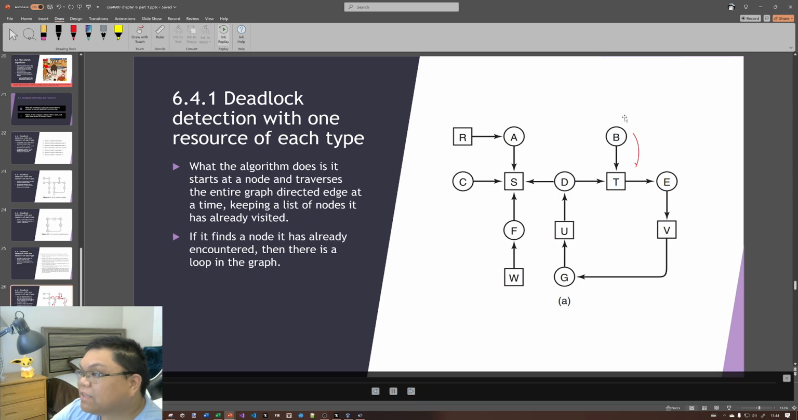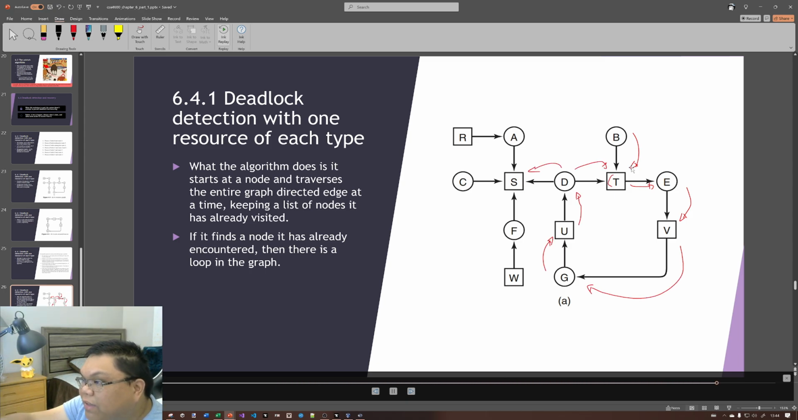And replay this once again. We start at B, we go to T. And the only path forward is to E. And then the only path forward is to V. And then to G. And then to U. When you go to D, you have a choice to either go to S, which terminates. So we backtrack and go to T, which we had already visited. If we encounter a node that we had visited, we have deadlock. And that's how we determine that there is deadlock in the system.